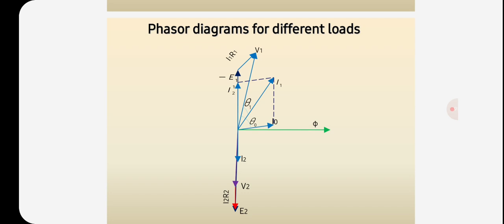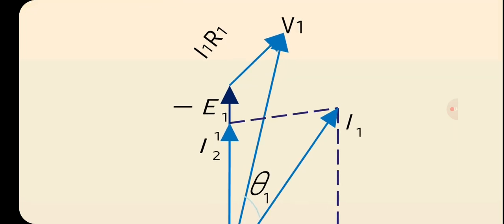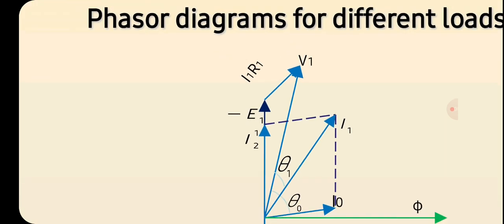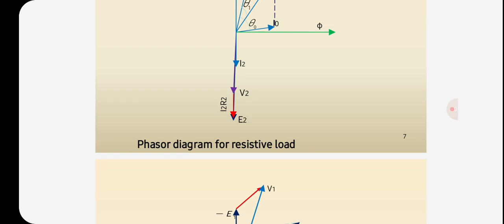The angle between I0 and V1 is phi naught, and between I1 and V1 the angle is theta 1. I2, V2 and E2 will be on the y-axis, and minus E1 is also on the y-axis. I2 dash will flow in the opposite direction to I2. So here, minus E1 is equal to V1 plus I1 R1 from this diagram. So this is the phasor diagram for resistive load.